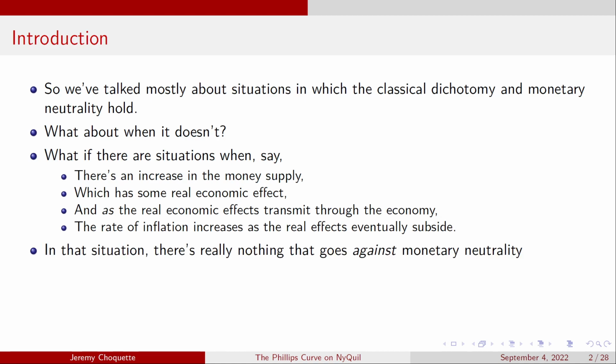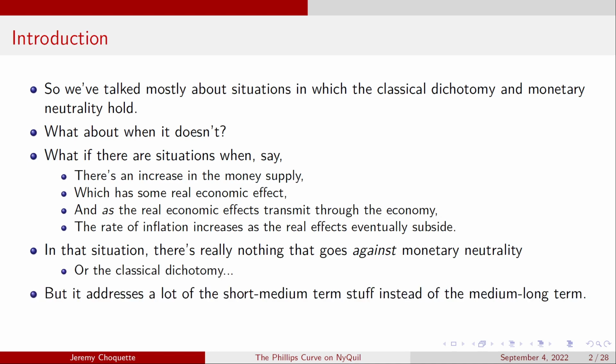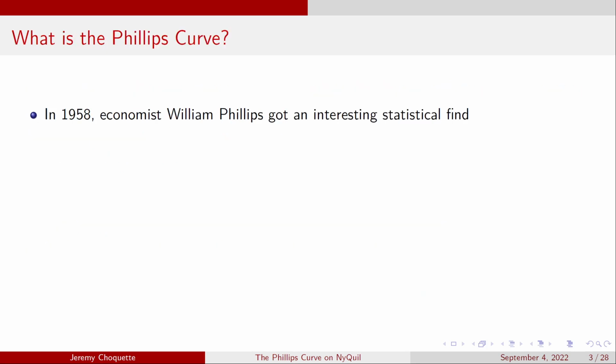In that situation, there's really nothing that goes against monetary neutrality or the classical dichotomy, because we're looking at short to medium term stuff right now instead of the medium to long run stuff. And this is what we're going to be talking about in the lecture today: short run stuff, namely the relationship between inflation and unemployment.